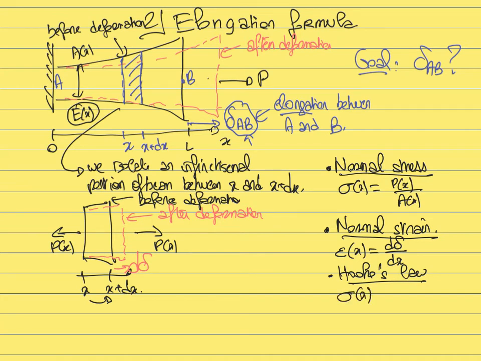Hooke's law tells us that the normal stress is equal to the product of the Young's modulus times the normal strain. So this tells us that the normal stress is proportional to the normal strain with a proportionality constant that is the Young's modulus. And this is what we are going to use now to relate the elongation to the internal load that is applied within this beam.